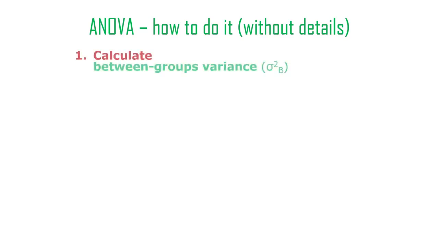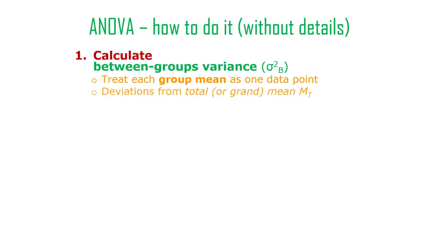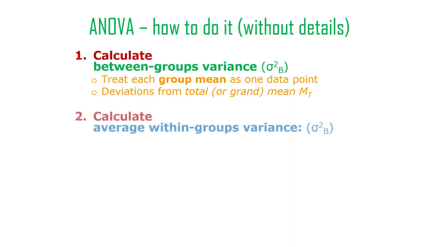So, without some details, we calculate the between groups variance, sometimes shown as sigma squared sub b, sometimes s squared sub b. And to do that, we treat each mean as one data point, and then we just calculate the variability among those group means. We have to figure out what the grand mean is first, because whenever you calculate a variance or a standard deviation, you need to know what the mean is first, because it's the average deviation from the mean. Well, you need to get the mean of the means, so the grand mean or the total mean. Anyway, you calculate the variance from that.